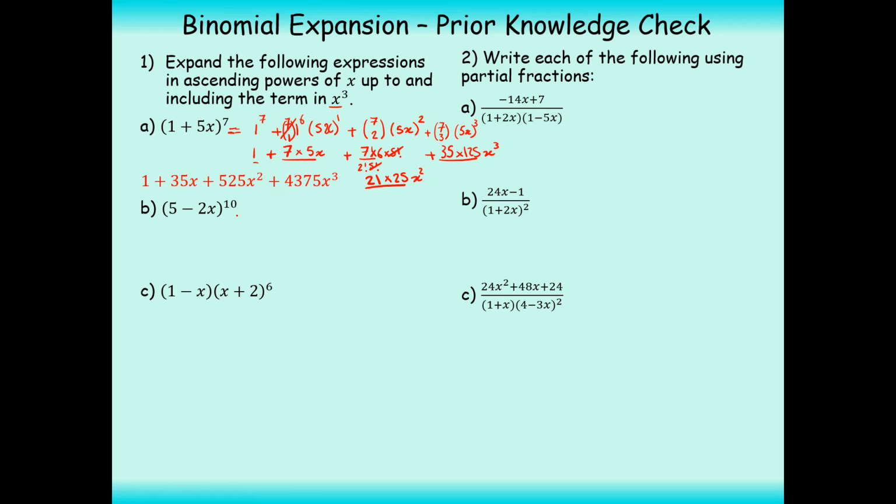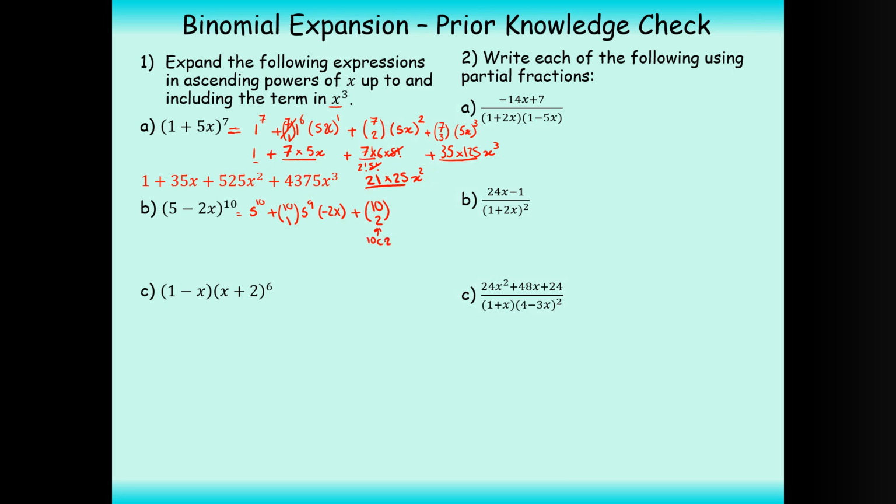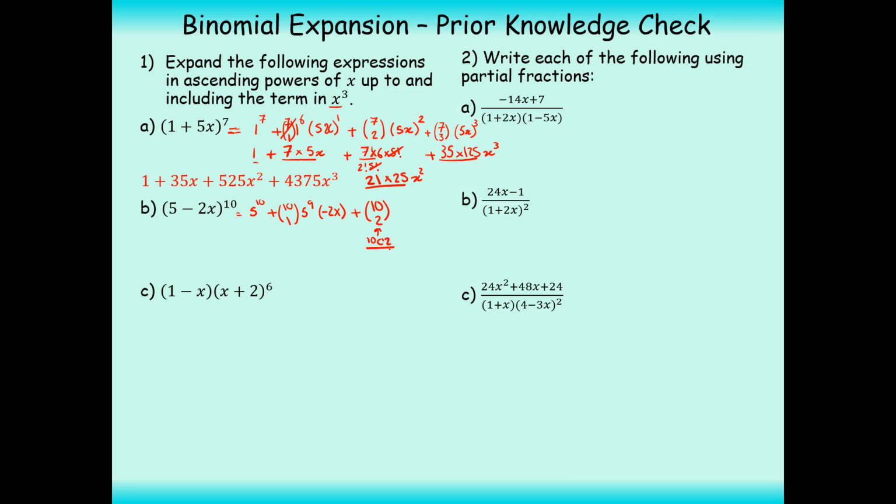For the next question, you start with 5 raised to the power of 10. Then you'll have to use the binomial coefficient here. 10 choose 1 is 10. 5 raised to the power of 9. Negative 2x raised to the power of 1. And then we'll have 10 choose 2. Notice these are not vectors. This means 10 choose 2. You need to find this on your calculator to find the answer there.